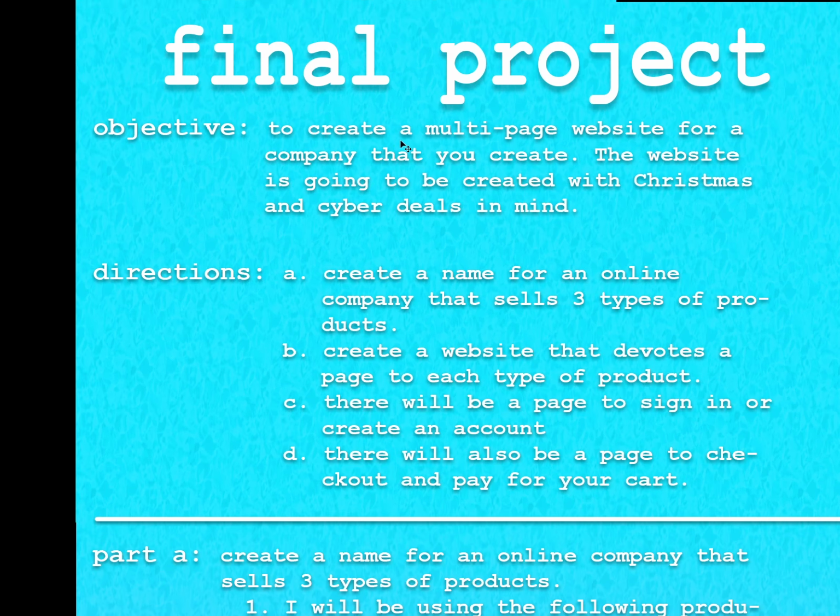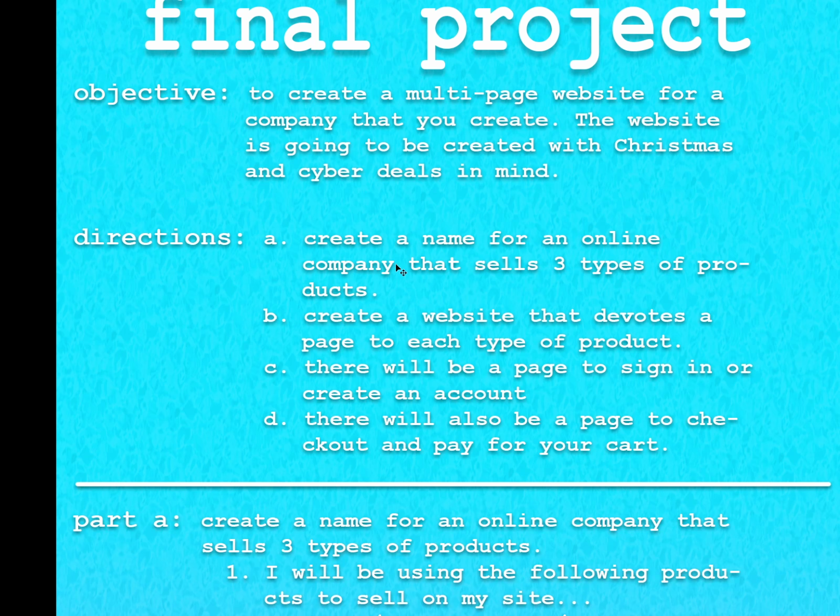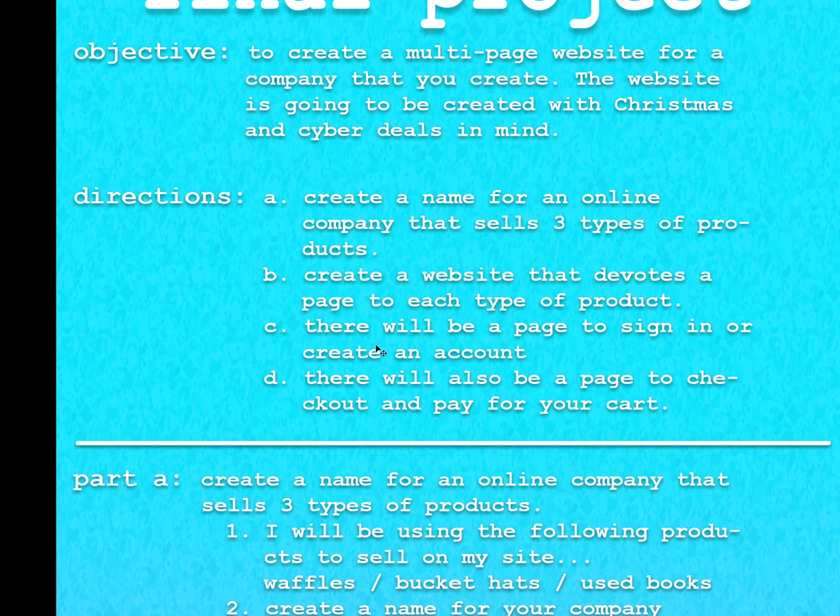So the final project is you're going to create a multi-page website for a company that you create. The website is going to be created with Christmas and cyber themed deals in mind. Directions. A. Create a company name for an online company that sells 3 types of products. B. Create a website that devotes a page to each type of product. C. There will be a page to sign in or create an account. D. There will also be a page to check out and pay for your cart.